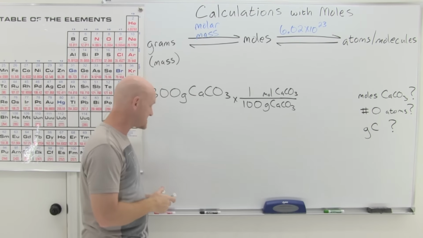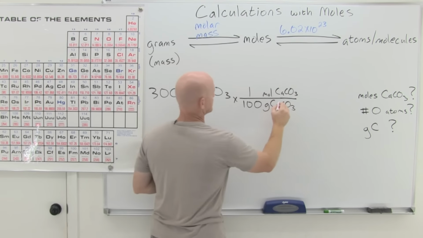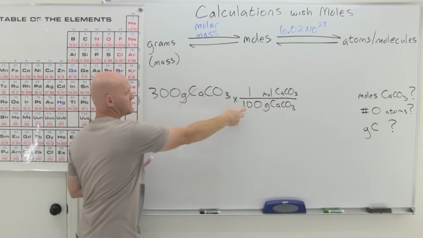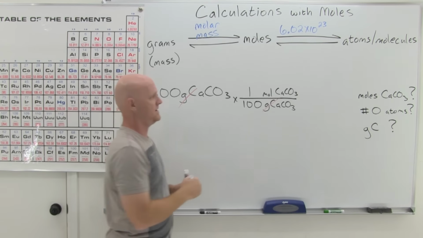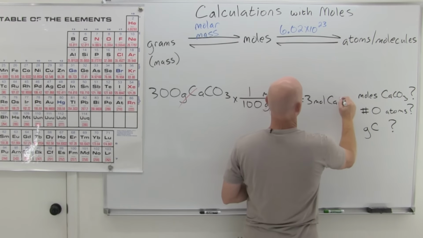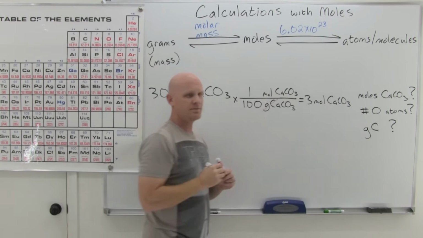And I picked that on purpose to make this a little bit easier. Here our grams are going to cancel, and 300 divided by 100 is 3. So nice math we can do in our head. So we've got 3 moles of calcium carbonate.